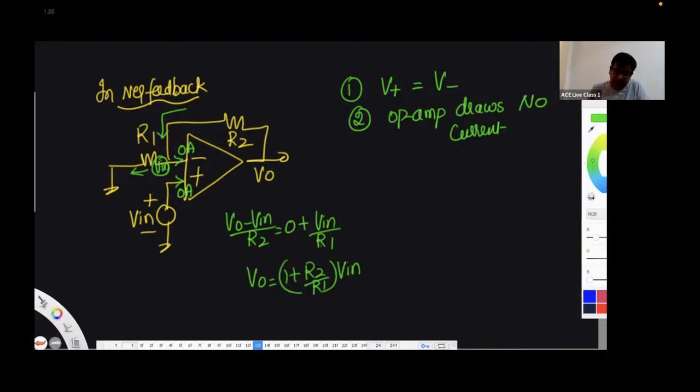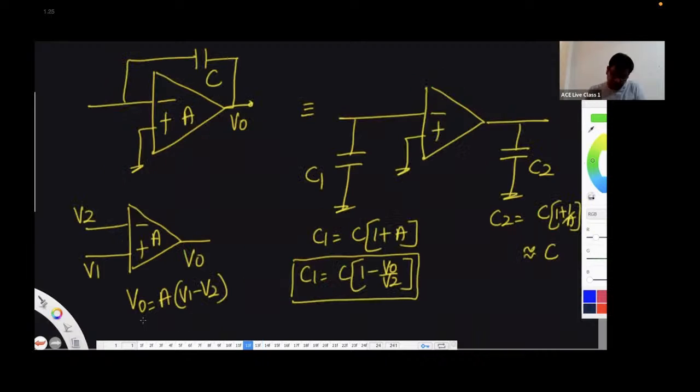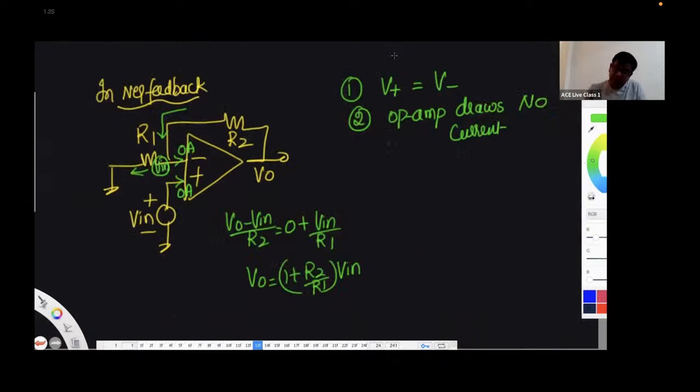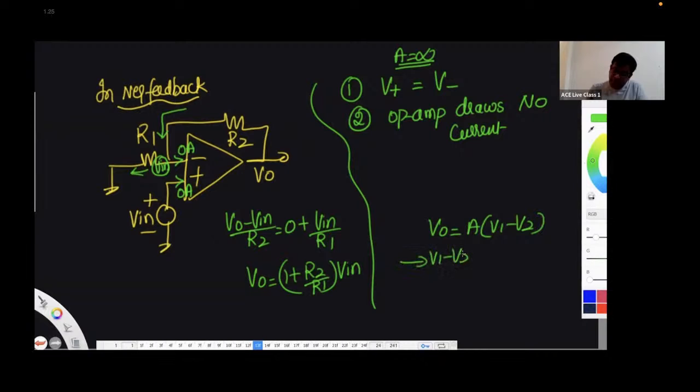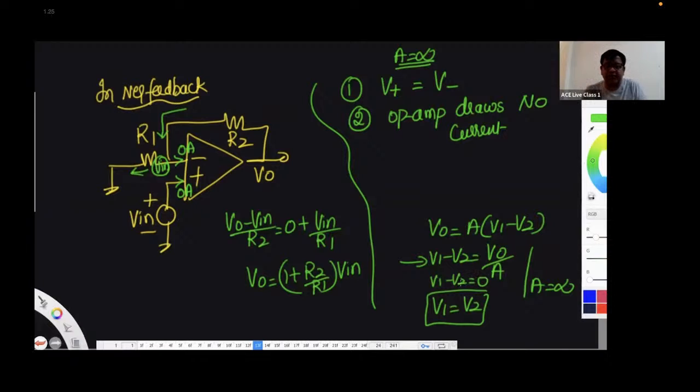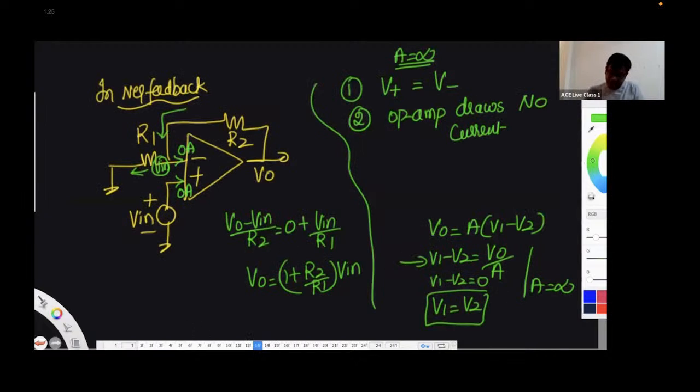So whenever you find an op-amp with negative feedback, you can apply virtual short. So virtual short is valid only when A is infinite. A is infinite because V0 is A times (V1 minus V2). So V1 minus V2 is V0 by A. If A is infinite, then only you apply V1 equal to V2. So V1 minus V2 is 0. So please don't apply virtual short if the gain is finite, right? And then you can solve. After that, it's just Kirchhoff's laws.